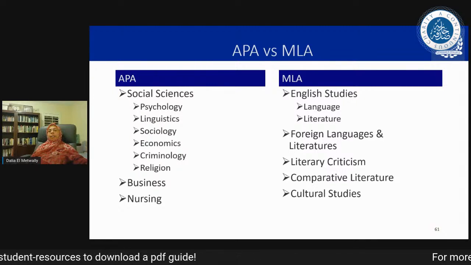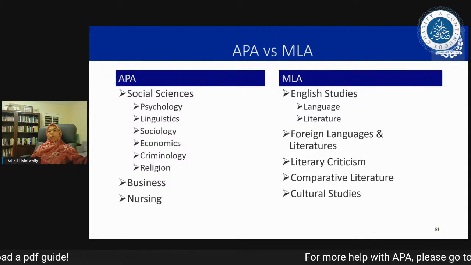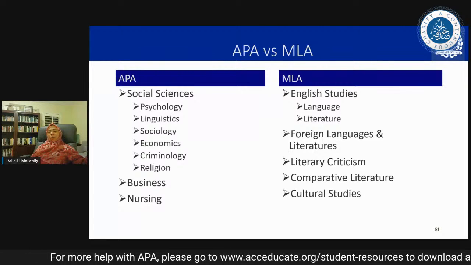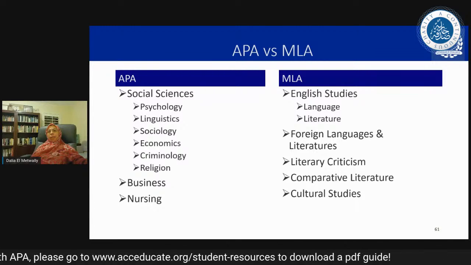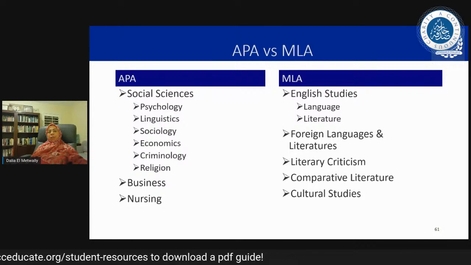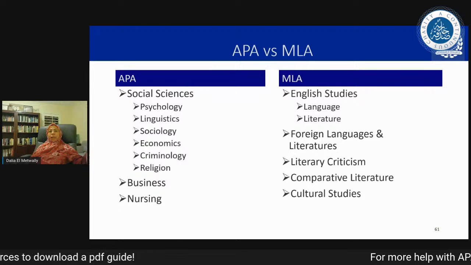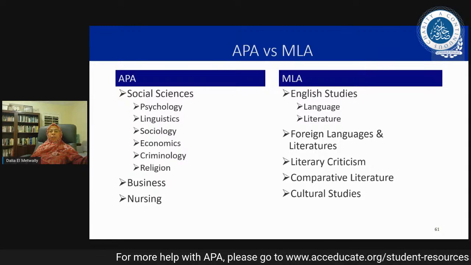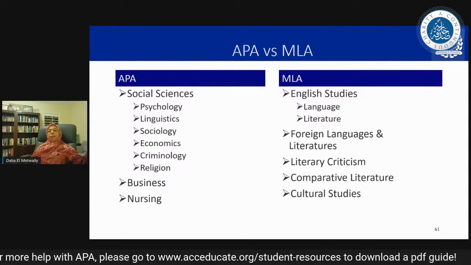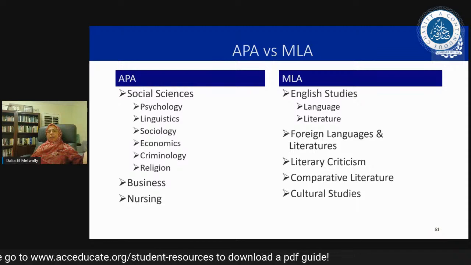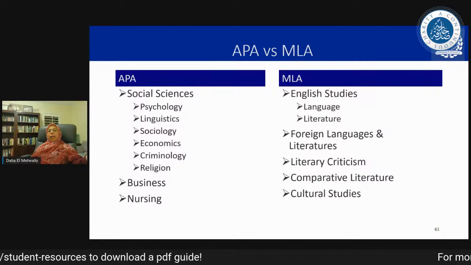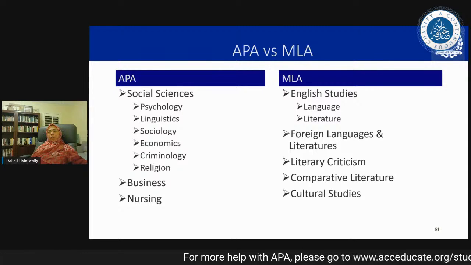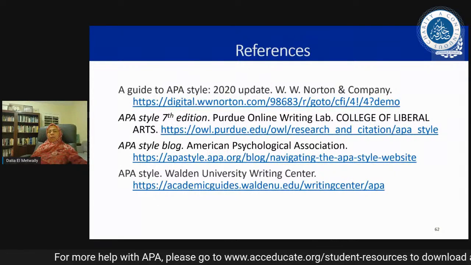So this concludes my presentation. I want to end by showing you again a slide that I started with at the very beginning, where I was talking about APA and MLA. Remember, everything we've been talking about is for social sciences like psychology, linguistics, sociology, economics, criminology, religion, business and nursing. This is all under APA. For MLA, it's languages and literature with their different branches. Both are important to know. Depending on the discipline, we're going to choose one or the other. And these are a set of my references.